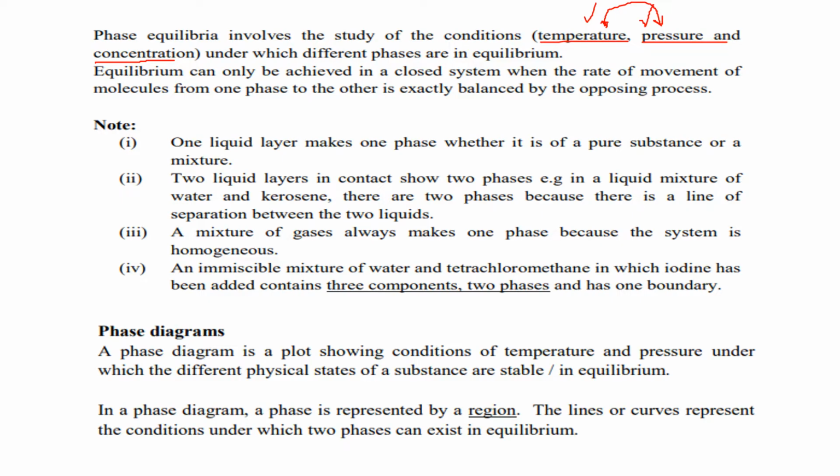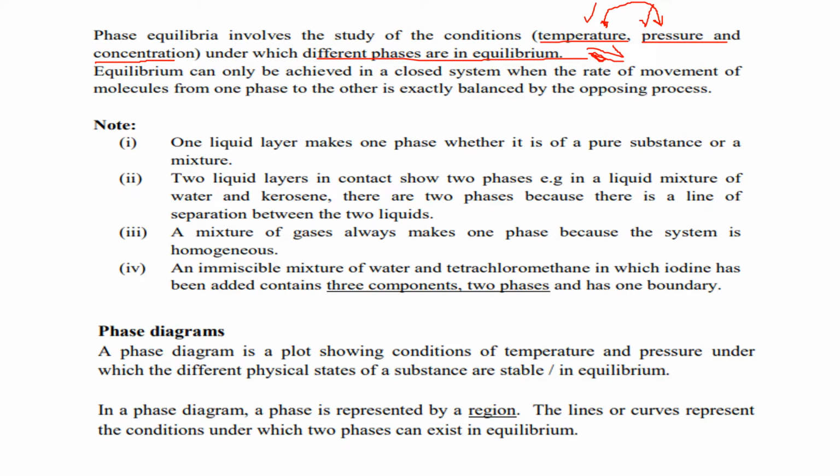So we are saying that physical equilibria involves the study of the conditions, temperature, pressure, and concentration, under which different phases are in equilibrium. And we say that to show that phases are in equilibrium on our phase diagram, we shall represent them with arrows, and these are going to be reversible arrows. So we are saying that equilibrium can only be achieved in a closed system.